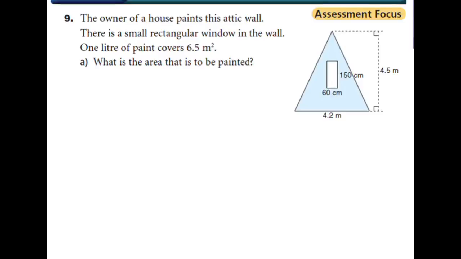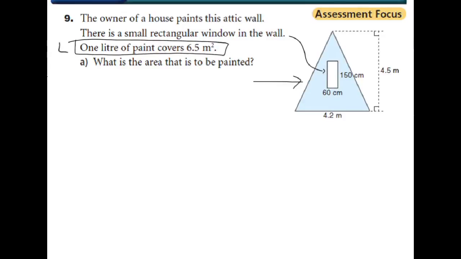Okay, question number 9. The owner of a house paints this attic wall. Here's the wall. There is a small rectangular window in the wall. 1 liter of paint covers 6.5 meters squared. We'll leave that till later. What is the area that is to be painted?